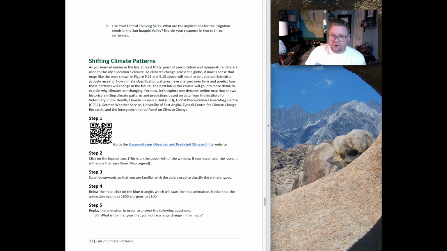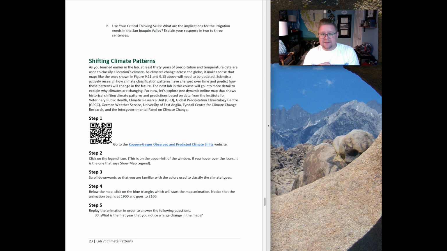Question B, using your critical thinking skills, what are the implications for the irrigation needs of the San Joaquin Valley? So talk a little bit about that. Again, using both the topography map that shows the geomorphic provinces compared to the general climate map, because we know that the San Joaquin Valley is one of the major contributors for agriculture for not just the state but for the United States. So what type of challenges do they have? They have all this agriculture because their soil is so rich, but do they have all the access to the water? And those are some of the observations and interpretations you're going to make.